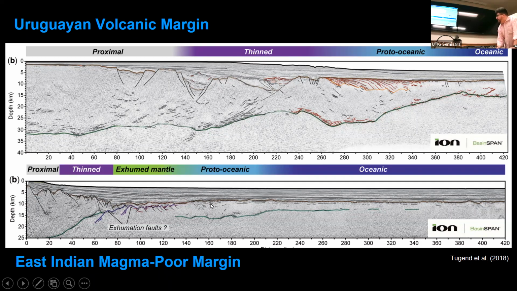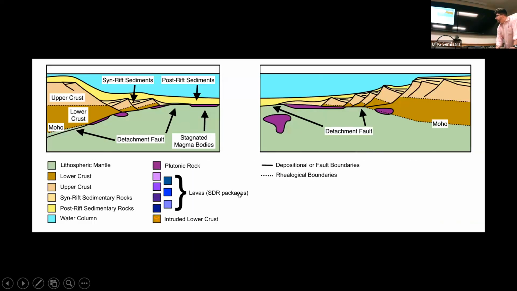Magma-Poor margins are what we're going to focus on because there's a lot that's enigmatic about them. In our classical view of a Magma-Poor margin, it looks like this. There's not a whole lot of information on what's happening in the mantle. What is the structure of the ocean to continent transition, like that when you go from continental rifting to continental drifting?